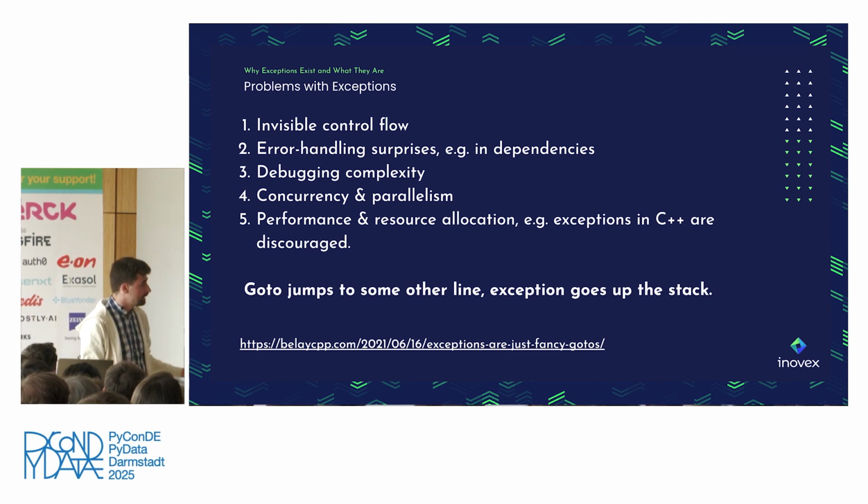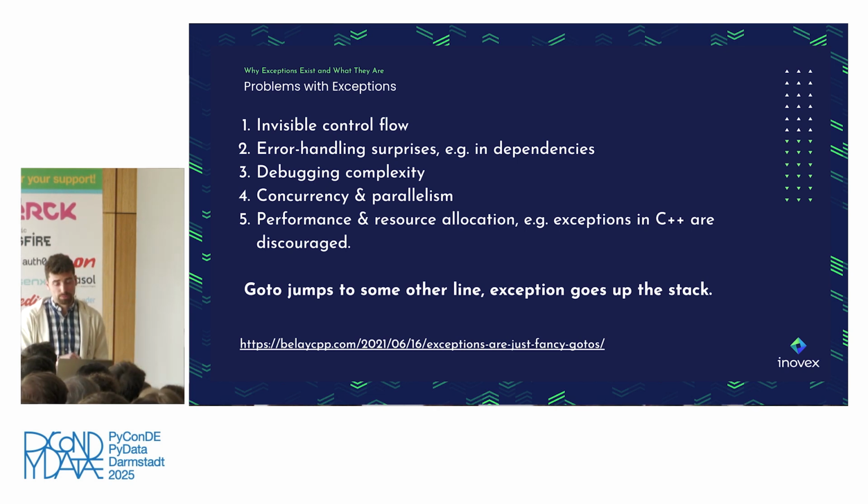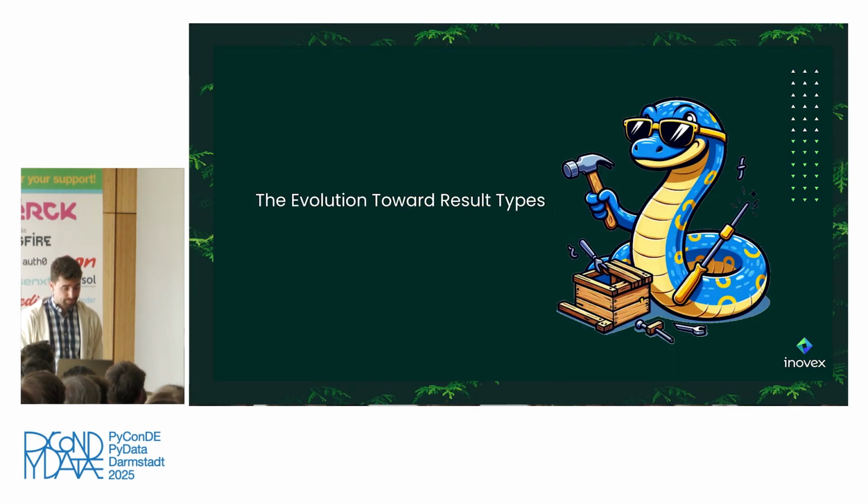So to sum this up a little bit, we have seen that a go-to is just you jump to some other line, and exceptions always go up the stack, but you're still kind of changing the control flow because you go maybe to a completely different point in your code. So people are, of course, aware of these problems, and so there was a certain kind of evolution, I would say, more towards result types.